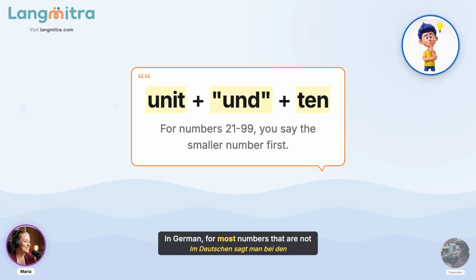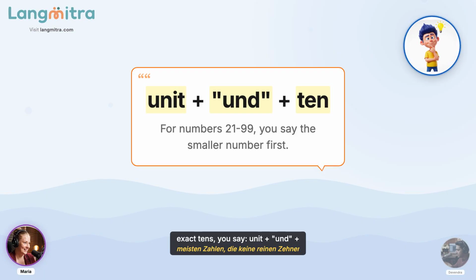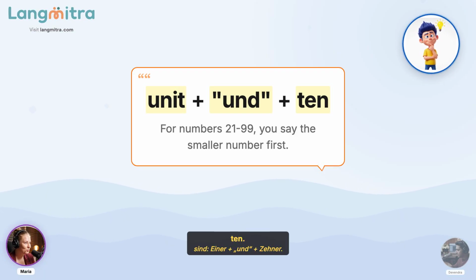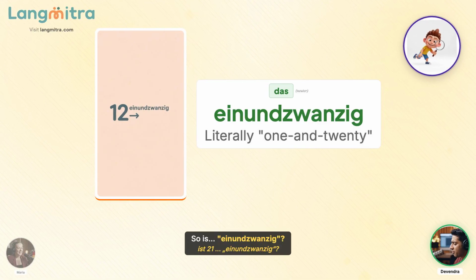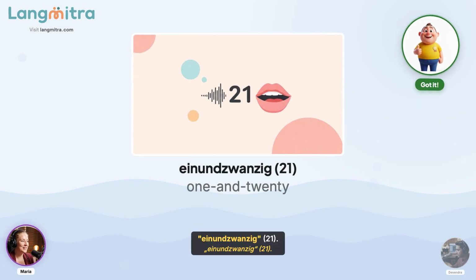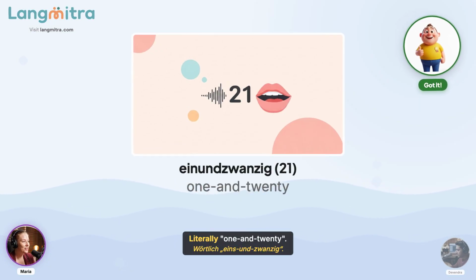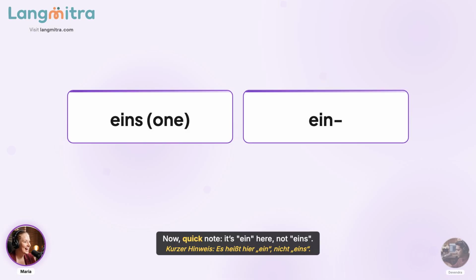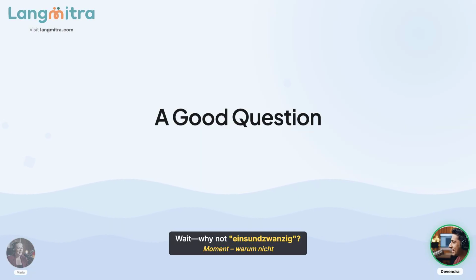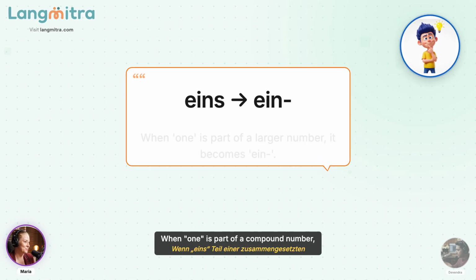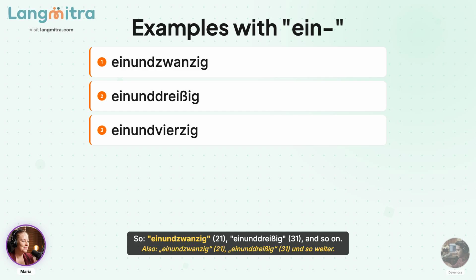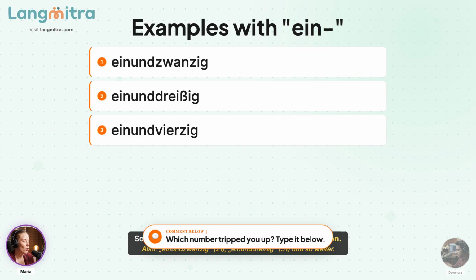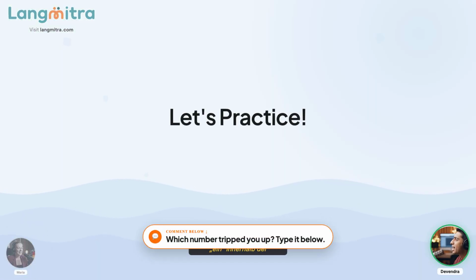In German, for most numbers that are not exact tens, you say unit plus und plus ten, like "one and twenty." So 21 is einundzwanzig. Yes, einundzwanzig, 21, literally one and twenty. Now, quick note, it's ein here, not eins. Wait, why not eins? Great question. When one is part of a compound number, it becomes ein und. So 21, 31, and so on. Got it. Ein inside the number.